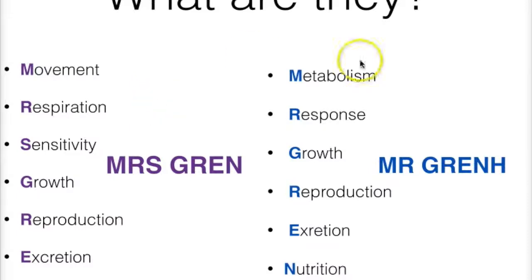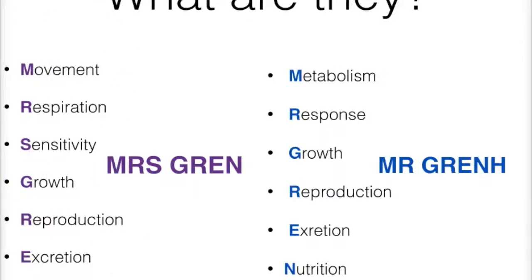And as I explain what these are, you will notice that they're pretty similar to the Mrs. Gren list, except for movement. Unicellular organisms also have a method of movement, but some remain in a fixed position or merely drift in water or air currents. That's the only little difference. Otherwise, they're pretty much the same, but it's best if you remember this one. This one you might already remember.